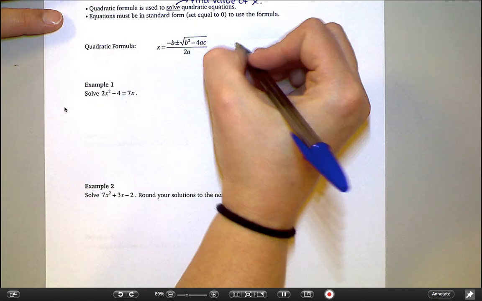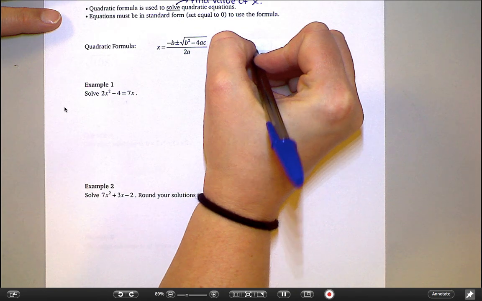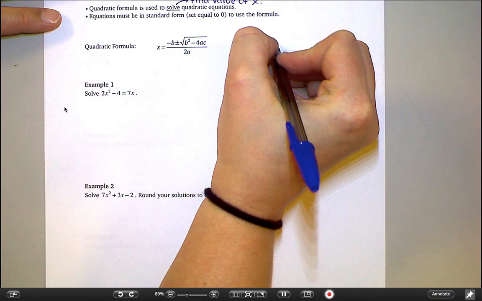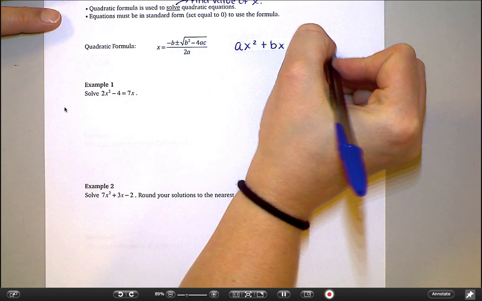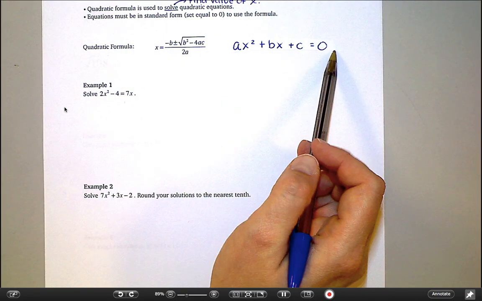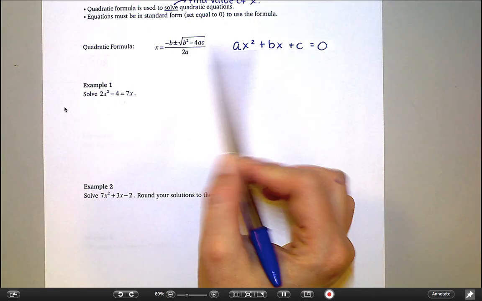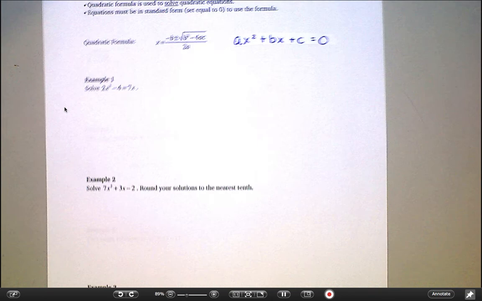And just one more reminder for you, all these a's, b's, and c's come from standard form of a quadratic, which looks like this. And then in these problems, we're always going to want this equal to 0. Okay? So once you have it looking like this, you've got your A, your B, and your C. We plug it in, and then we go from there. So let's take a look at that first example.